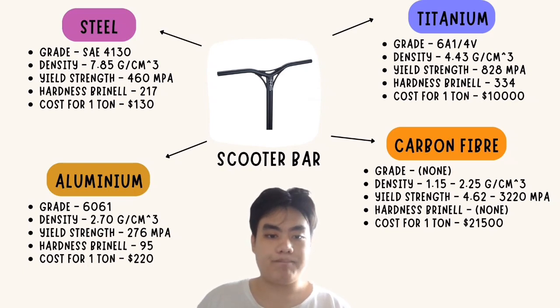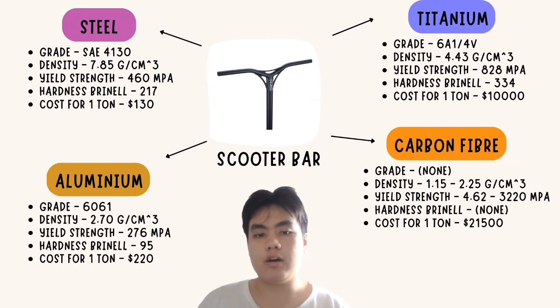Finally, is the carbon fiber, boasting a low density range of 1.15 to 2.25 gram per centimeter cube and a wide yield strength range of 4.62 to 3,200 megapascal. Carbon fiber is a lightweight but costly choice at $21,500 per ton.